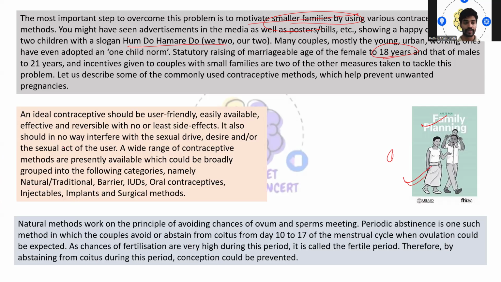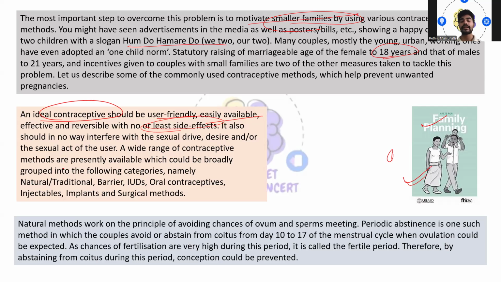So when I'm talking about contraceptives, it means not a random one, but an ideal contraceptive. It should be user friendly, and it should be available wherever you want. Say I need a contraceptive like a condom, I should not have to travel to some other state to get it. It should be available in the local medical market. And it should be reversible with no or fewer side effects, right? It should also not interfere with the sexual drive. That is, when a couple are having sexual intercourse, this contraception should not interfere with the sexual drive, desire or act, and it should not make them uncomfortable. That is also very important. So that says what an ideal contraceptive is.